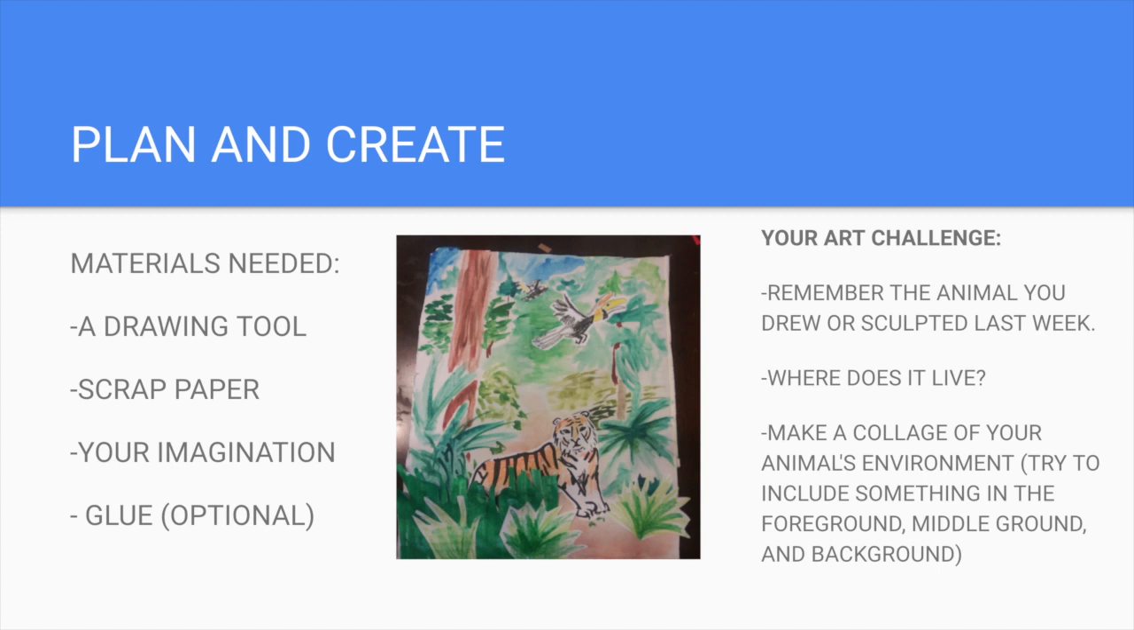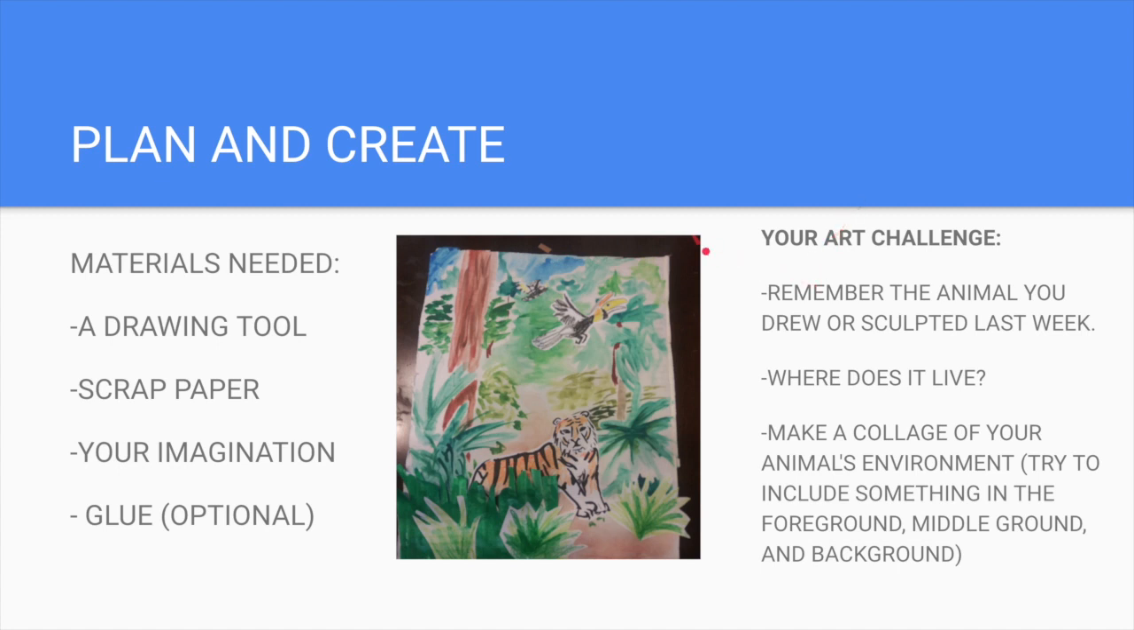I want you to remember the animal that you drew or sculpted last week. I sculpted the tiger, if you remember. Then I want you to think about, where does it live? Well, I did some research and I learned that tigers are usually living in jungles or forests in Asia. So I made a forest for my tiger to live in. And I want you to make a collage of your animal's environment. Try to include something in the foreground, middle ground, and background.